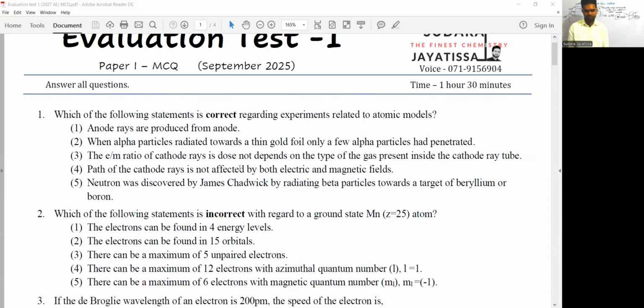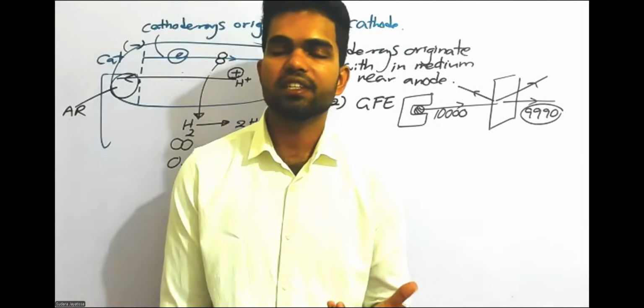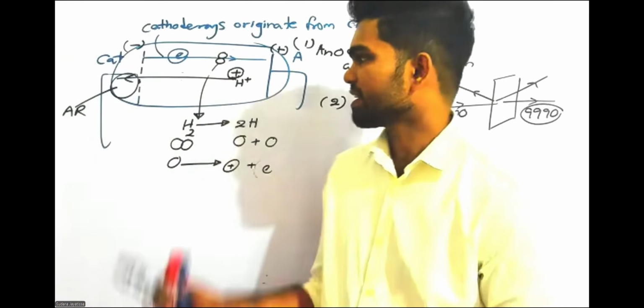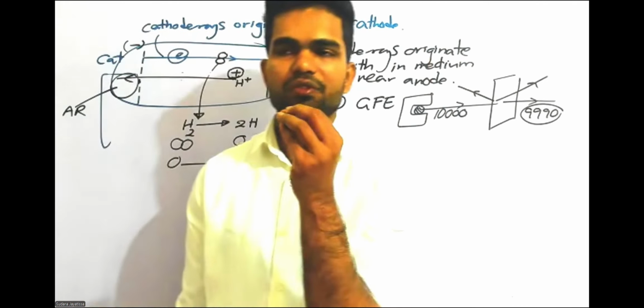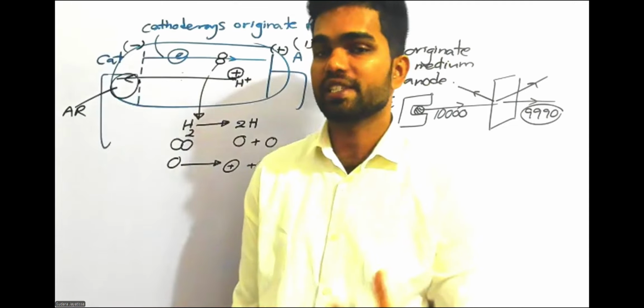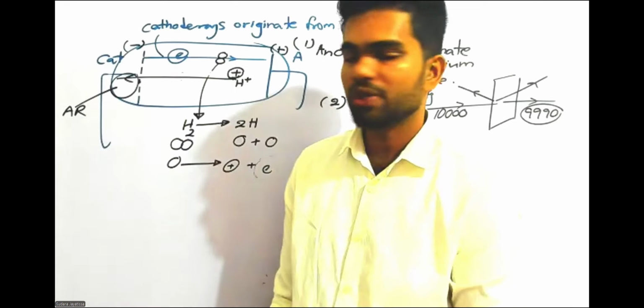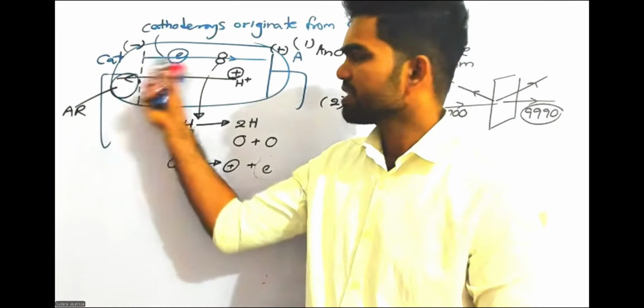The e over m ratio of cathode rays does not depend on the type of gas inside the cathode ray tube. That one is correct. It's a property of cathode rays. Why? Cathode rays are always electrons. Remember, cathode rays are always electrons. So it doesn't matter what gas you are selecting. It may be hydrogen gas, just like I took here. It may be oxygen gas, whatever. But finally, what is going through the cathode ray tube as cathode rays is electrons, because from cathode to anode, electrons are jumping.